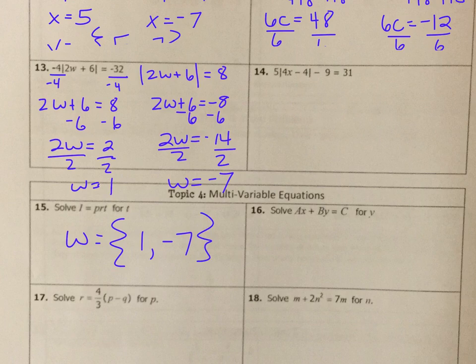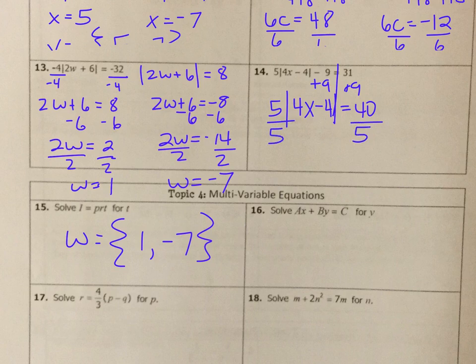Let's do 14. I've got two things that have to go away before I can break this into two problems, the 5 and the minus 9. Just like when we do equations, we start to move the like terms together, which would mean I've got to add 9. 5 times the absolute value of 4x minus 4 equals 40. Now I've got to get rid of this 5. I'm going to divide it. The absolute value of 4x minus 4 equals 8.